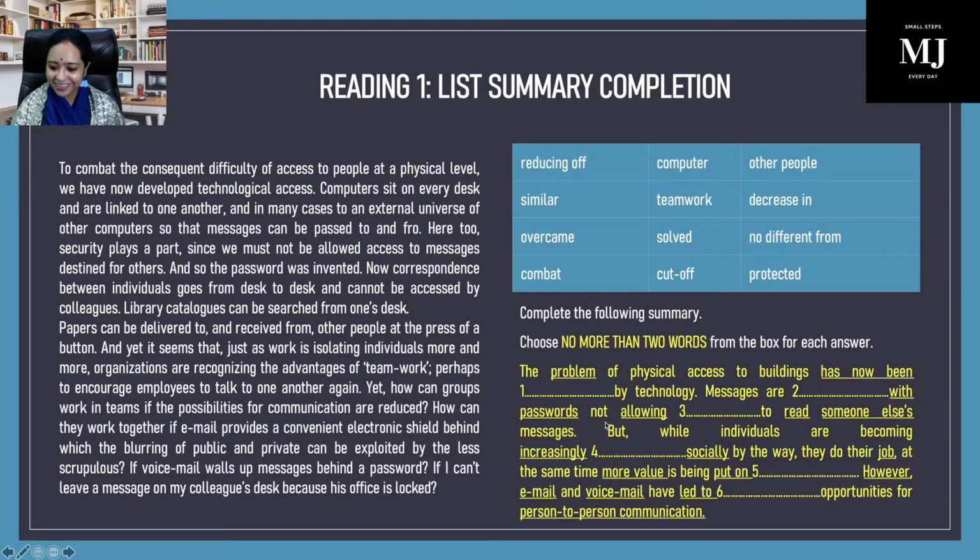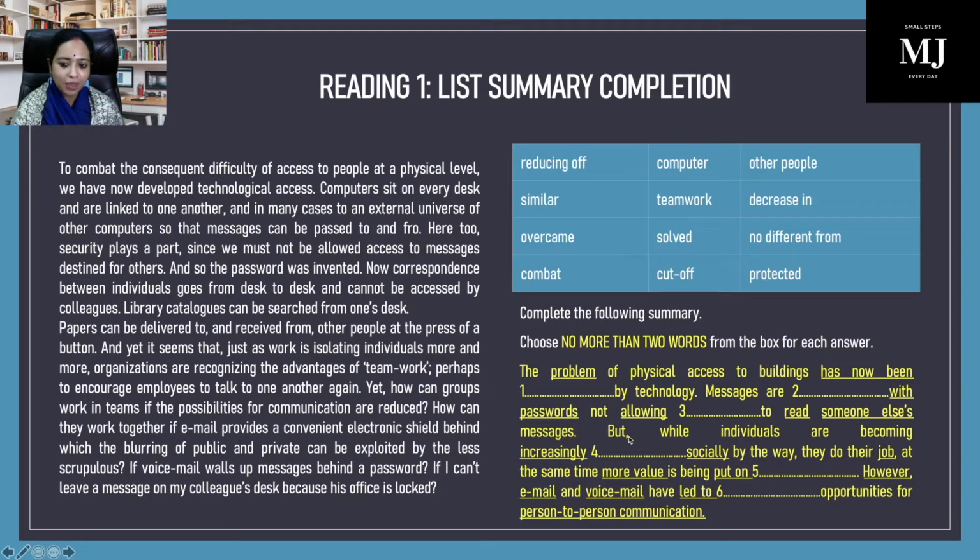So let's fit that into the sentence. Messages are protected with passwords, not allowing other people to read someone else's messages. Perfect. So yes, that is the answer. Let's move ahead. But now you know that things are turning. This is a transition word.